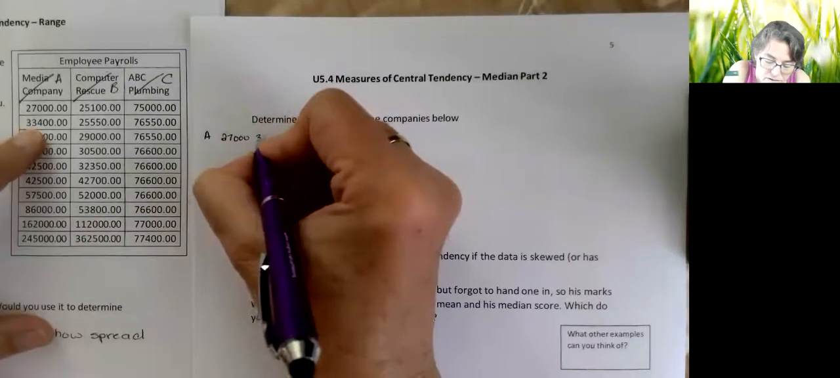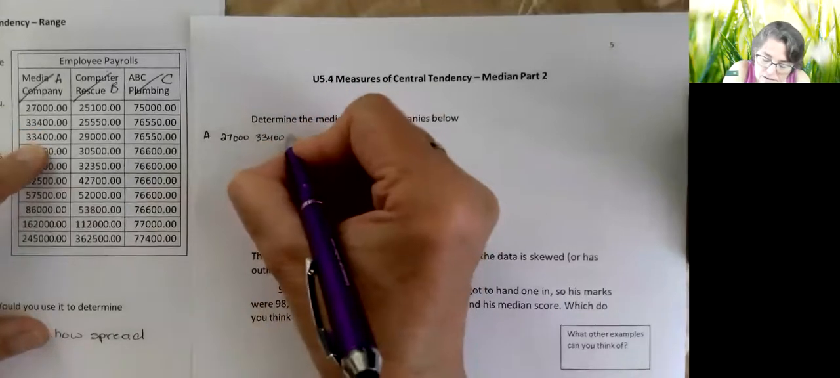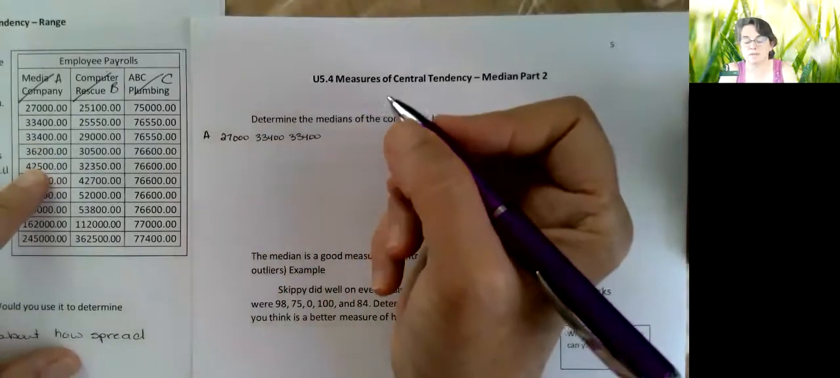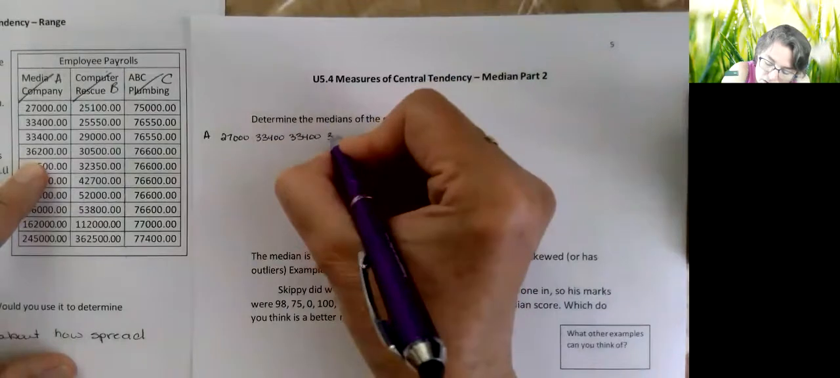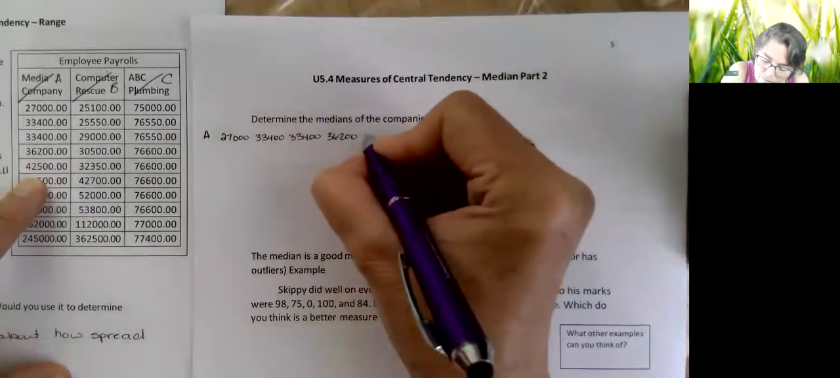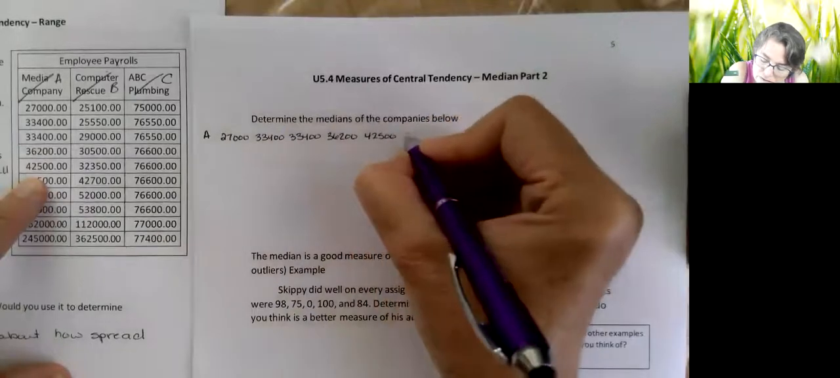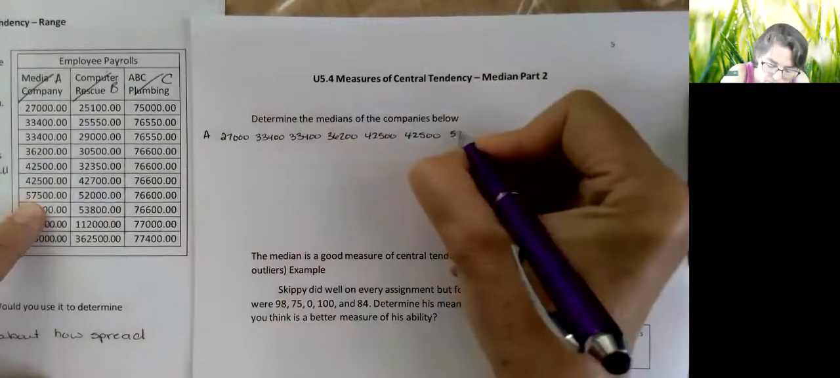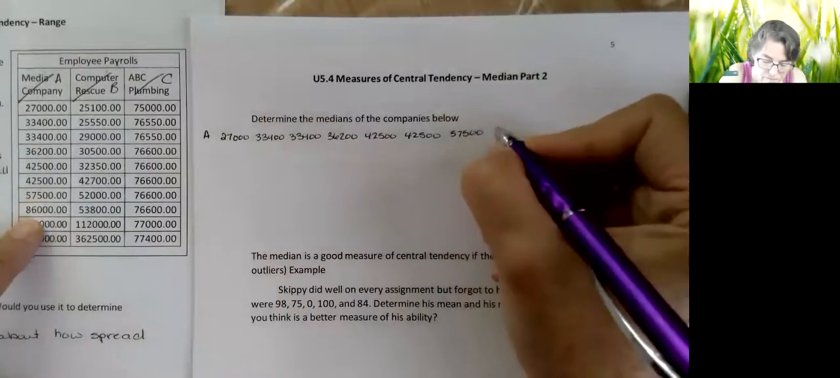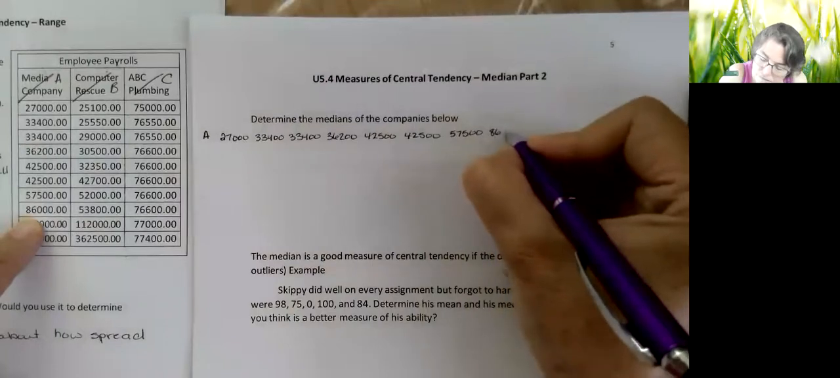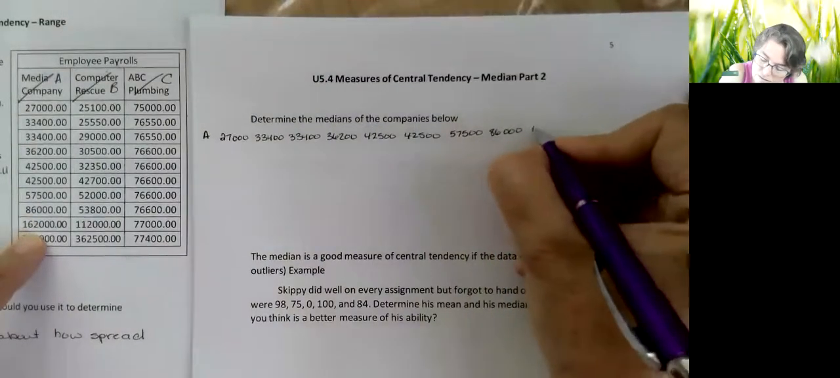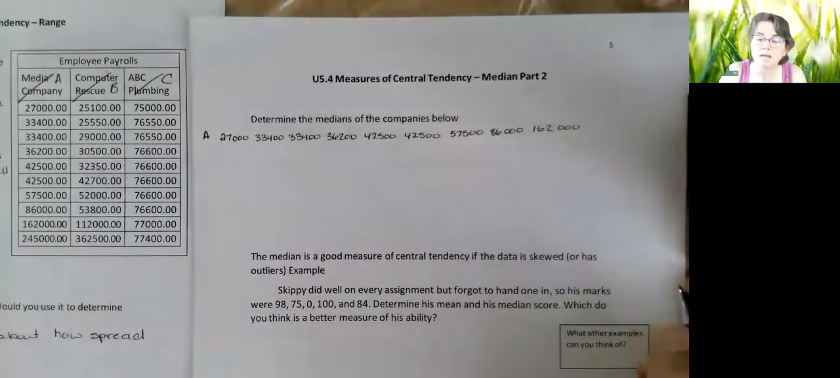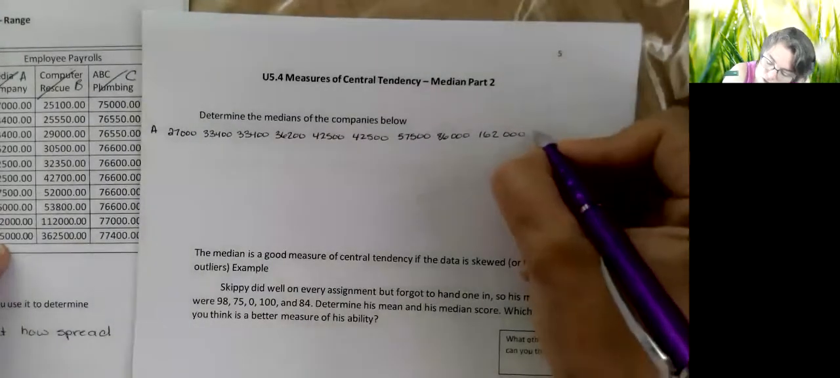27,000, 33,400, 33,400. And make sure if it's the same number twice, you still have to write it. 36,200, 42,500, 6,000, 162, and 245.